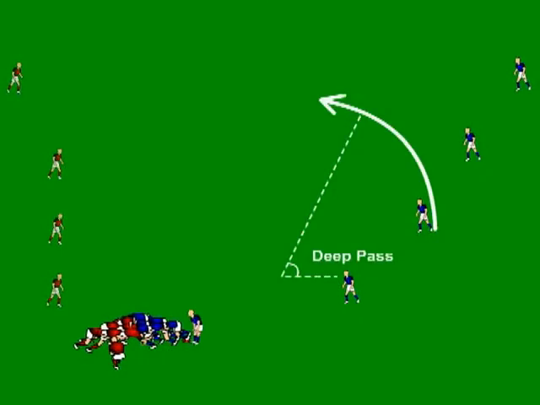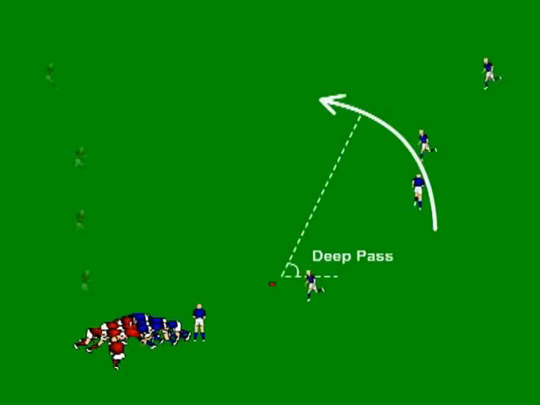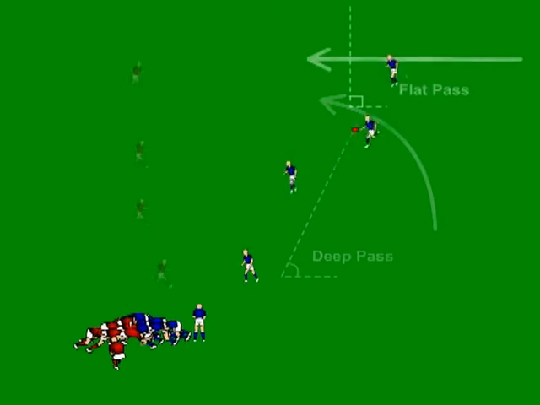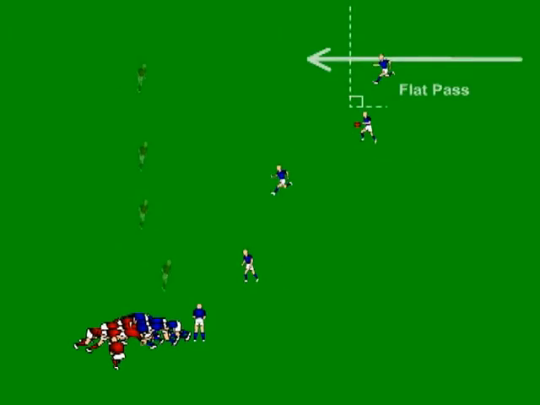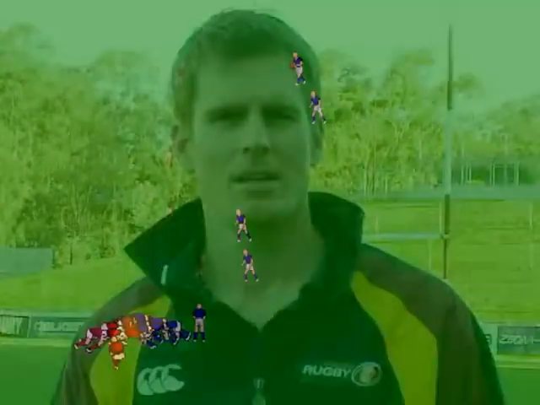Passing and running angles have a direct relationship whereby a deep pass generally produces a cross-field run, and a flat pass will generally be given to a player running a direct or straight line. There are going to be exceptions to this rule. However, it's important for coaches and players to realise that a relationship exists between the running angles and passing angles of players during an attack.